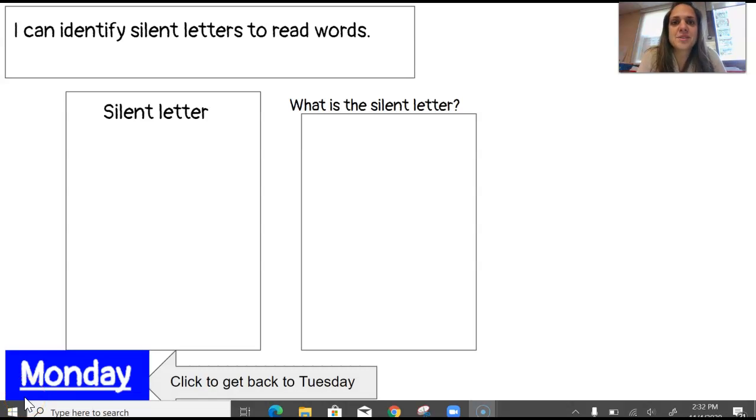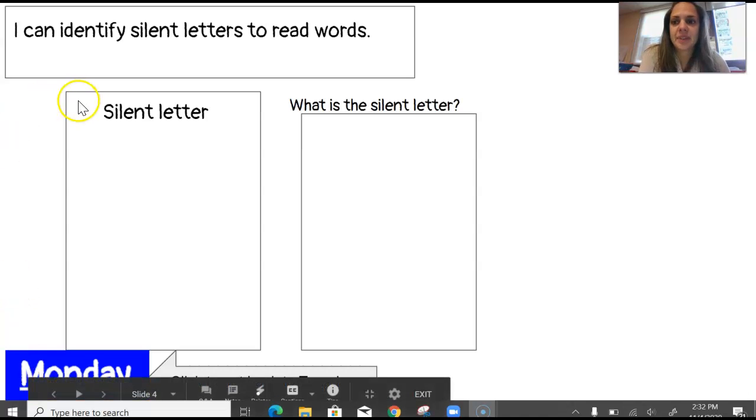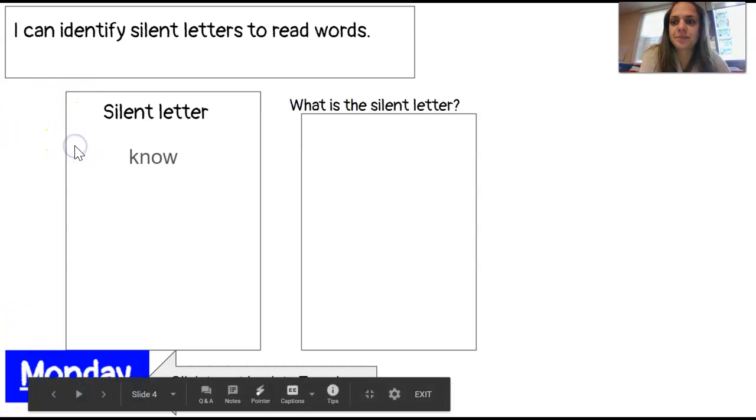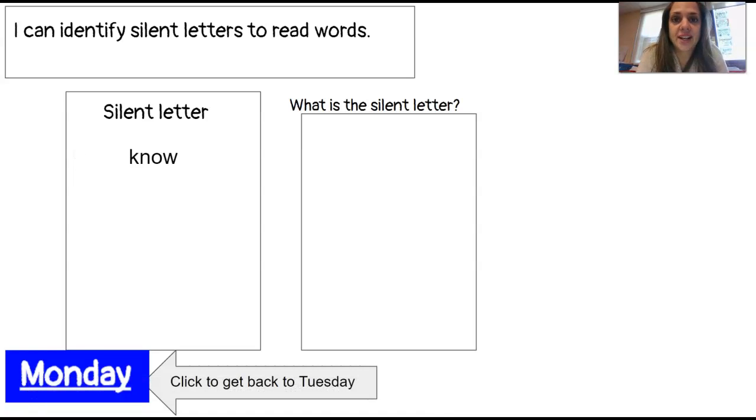Now that we've read our passwords, let's look at our purpose. I can identify silent letters to read words. Let's look at our first word. Here's our first word that was also our password for today.